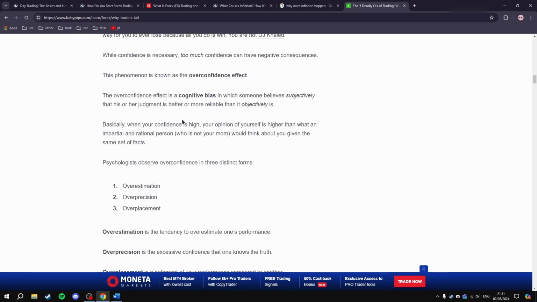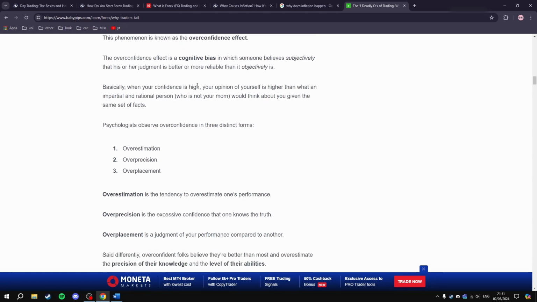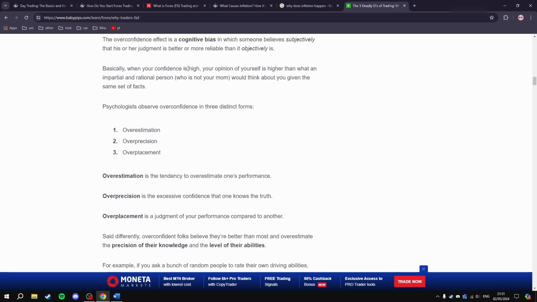While confidence is necessary, too much confidence can have negative consequences. This phenomenon is known as the overconfidence effect. The overconfidence effect is a cognitive bias in which someone believes subjectively that his or her judgment is better than or more reliable than it objectively is.